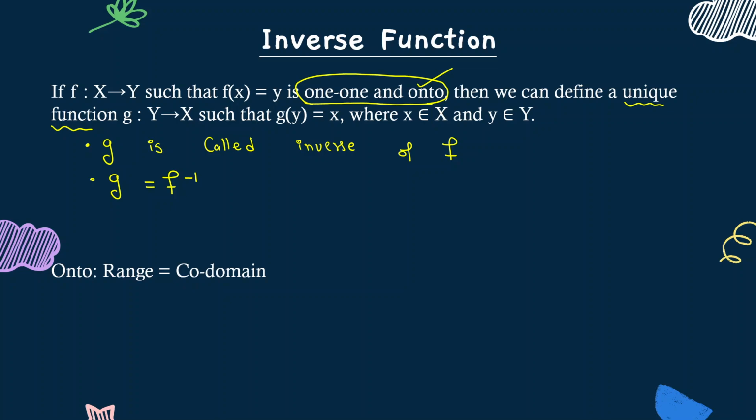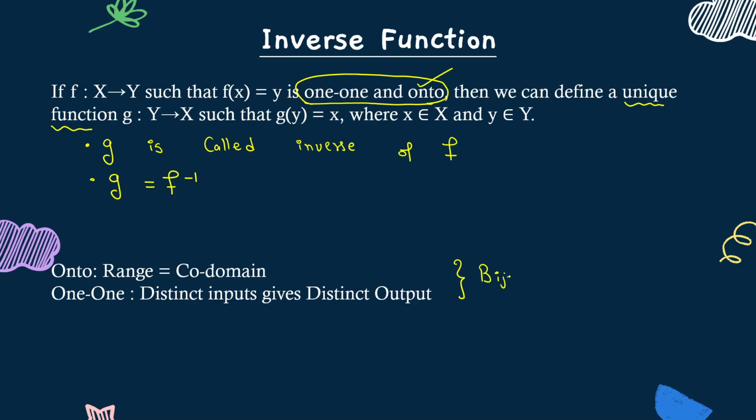But for the function to be 1-1, the condition is that distinct inputs should give distinct outputs. That means two different points should always give you two different outputs. For two different points, you should never get the same output. The output should never repeat for any different point. That is the meaning of 1-1. And when the function is both 1-1 and onto, we say the function is bijective. So for a function to have an inverse, it should be bijective.